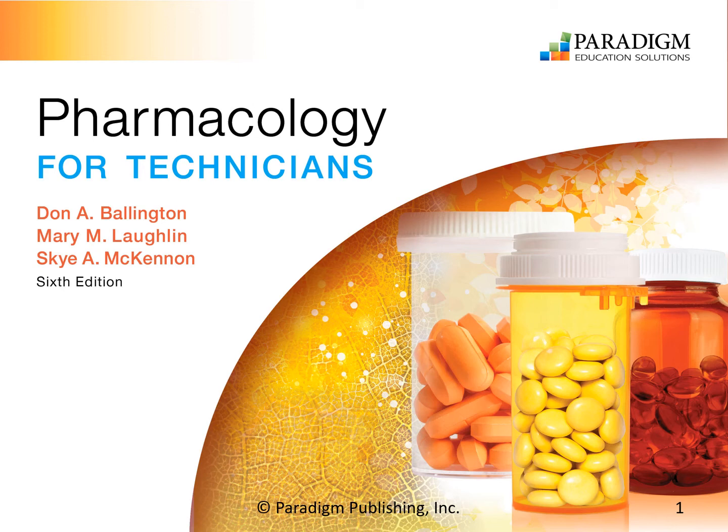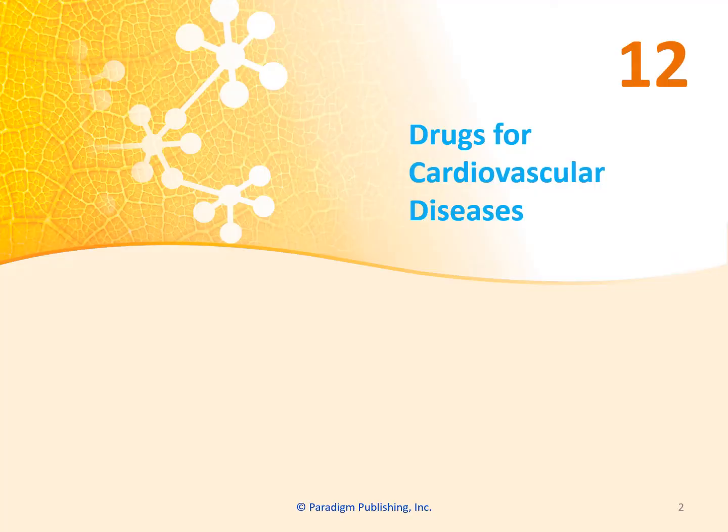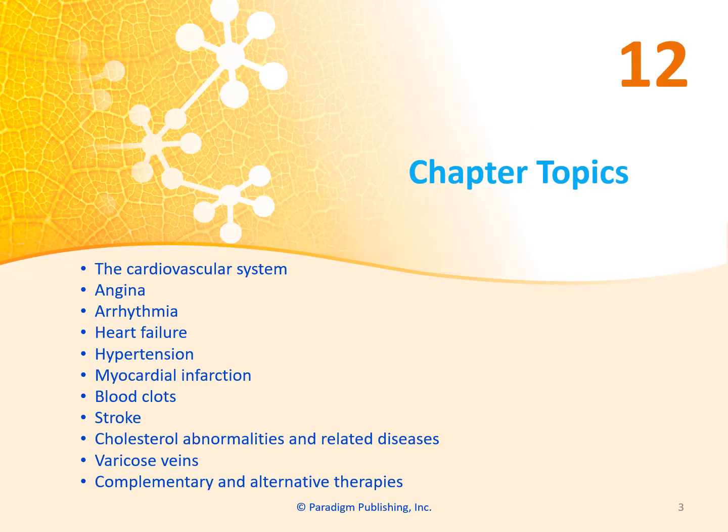Hello, class. Today we're going to be talking about Chapter 12, which is drugs for cardiovascular diseases. We have some chapter topics: the cardiovascular system, angina, arrhythmia, heart failure, hypertension, myocardial infarction, blood clots, stroke, cholesterol abnormalities and related diseases, varicose veins, and complementary and alternative therapies.